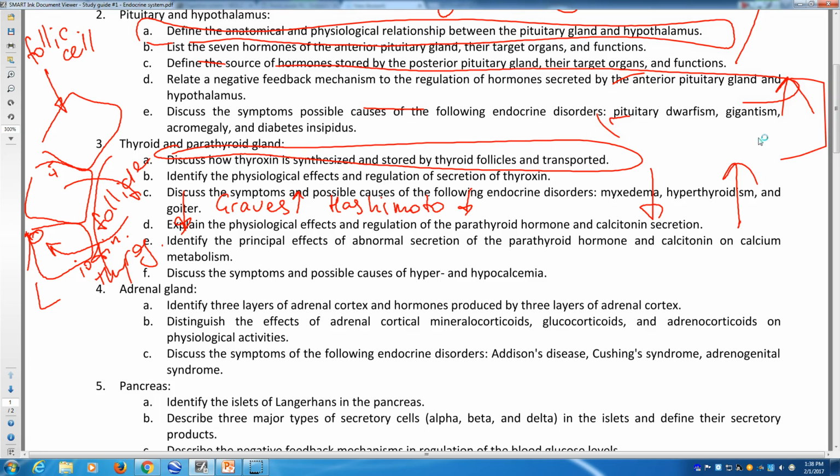So there are three ways to get calcium: resorb it from the bones, reabsorb it from urine back into the blood in the kidneys, and absorb it from the nutrients, from the food in the intestine. Does that make sense? Great.